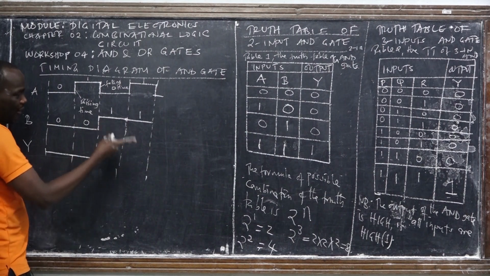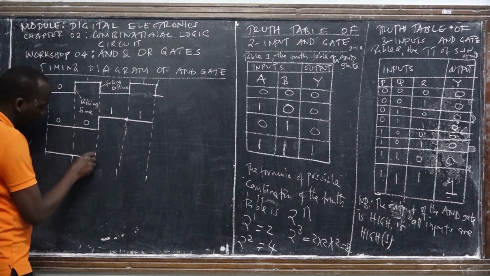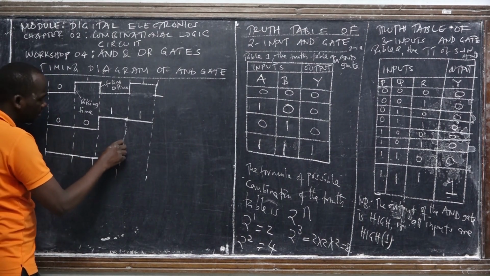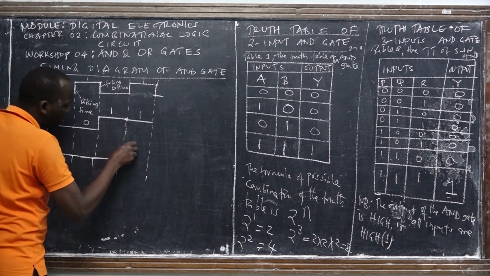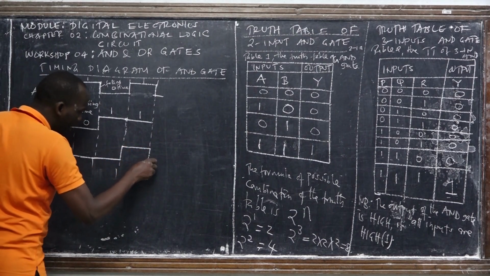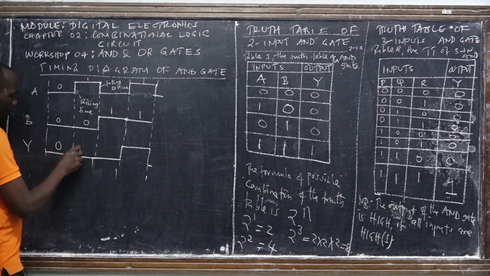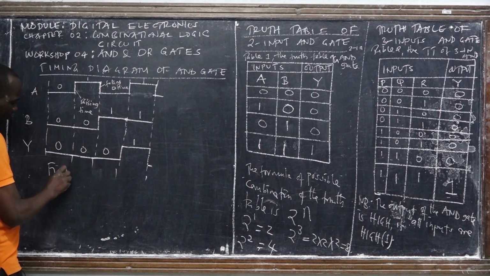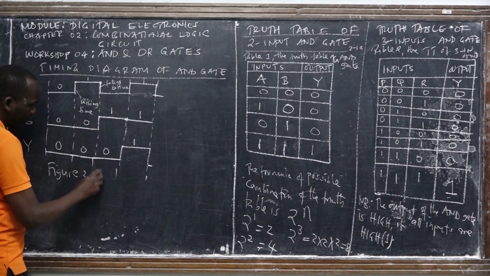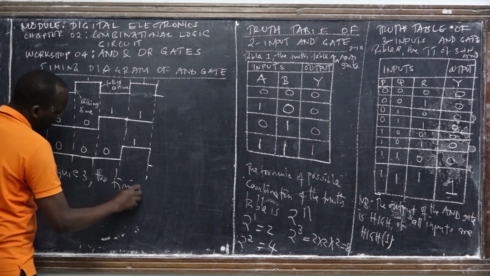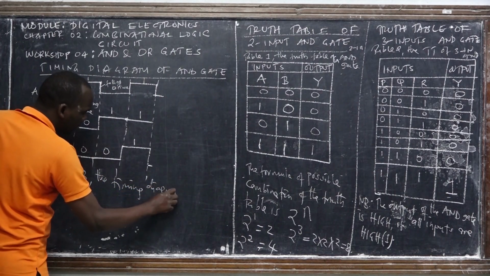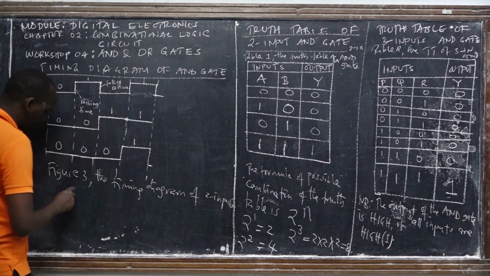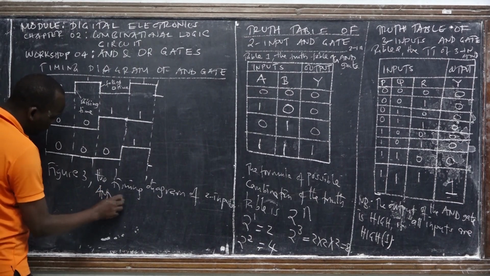Marks. What is the next bit? 0. Very good. What is the next bit? 1. So 0, 0, 0, 1. So this is Figure 3, the timing diagram of a 2 input AND gate.